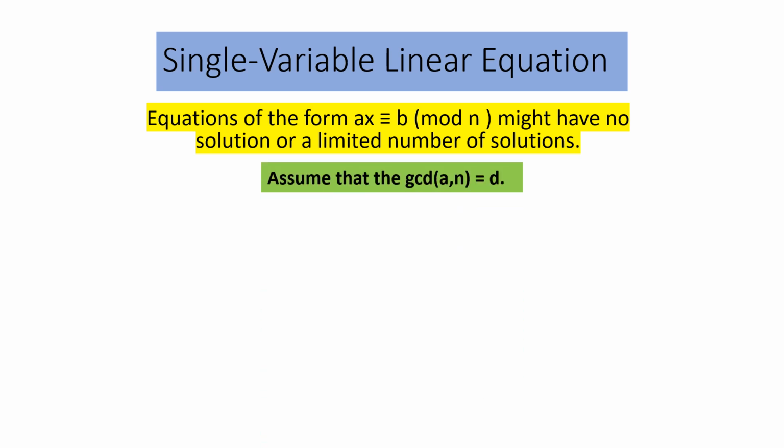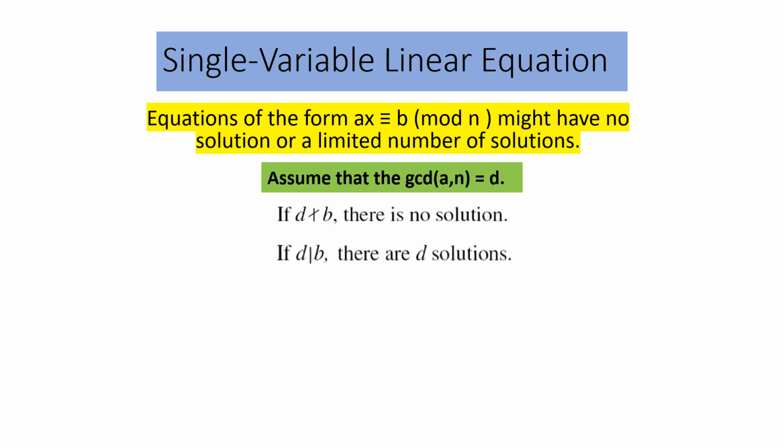Assume that the GCD of a and n equals d. If d does not divide b, there is no solution. If d divides b, there are d solutions. If d divides b, we use the following strategy to find the solutions.